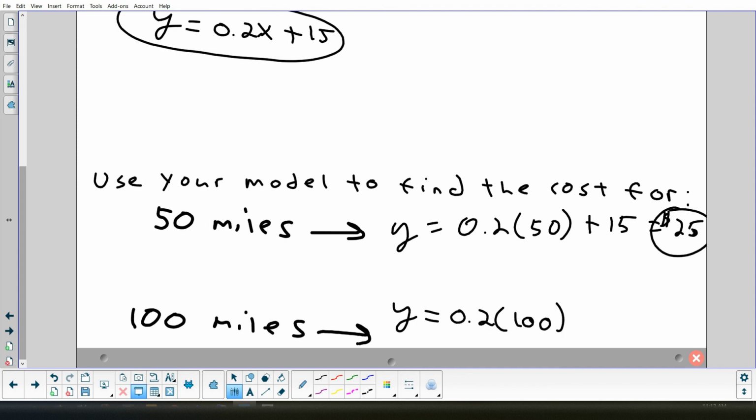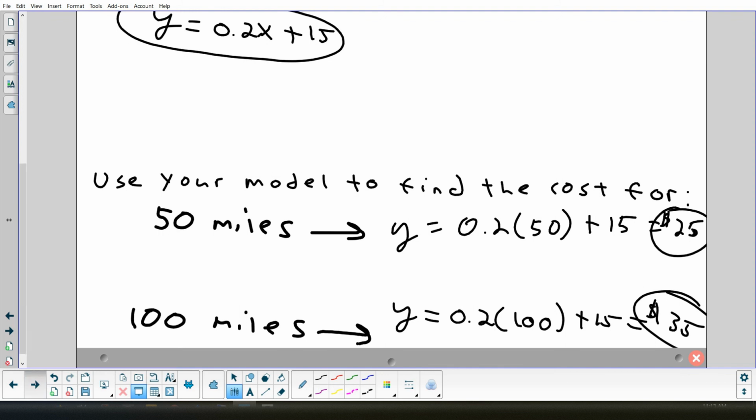0.2 times 100 plus 15. And that gives me how much? $35. Yep, $35.